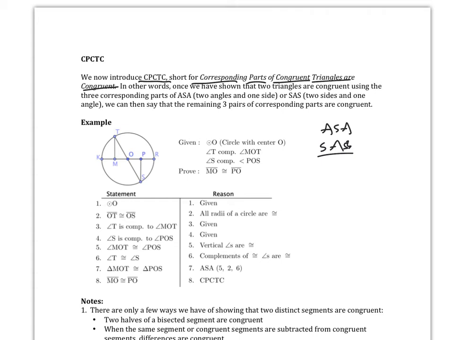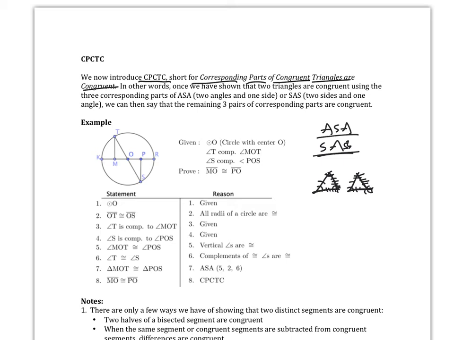What CPCTC says is that once we've gotten the triangles congruent, we can go ahead and say that all matching parts are congruent. So if I prove, let's say, that these two triangles are congruent by SAS, well, now I can go ahead and say that, yep, these two sides must also be congruent, these two angles must be congruent, and these two angles must also be congruent. That's CPCTC, but you can't use it until you've proven two triangles congruent.